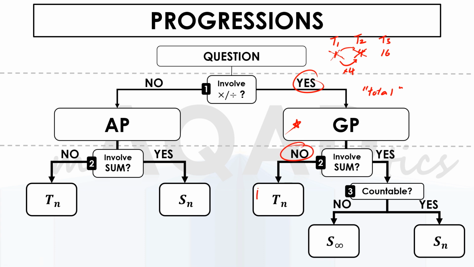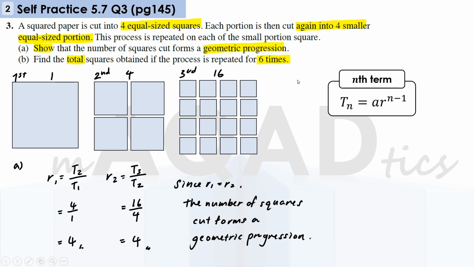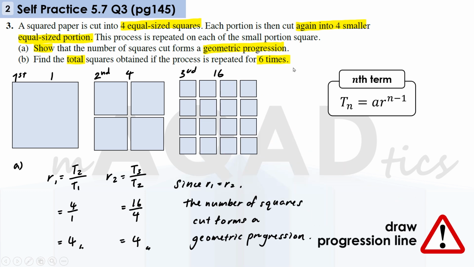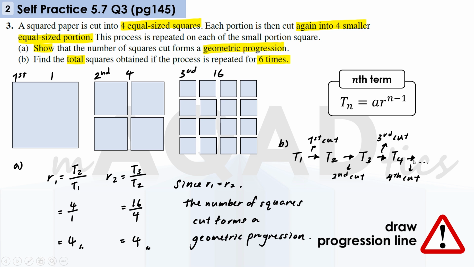And if you want to solve the question, we need to use the Tn formula in GP. Alright, so Tn in GP will be this formula, and now we need to figure out the value of n. So let's draw out a progression line to see, once we cut 6 times, what is the term. For the first term is T1. If I cut the first time, I will get T2. Second time will be T3. Third time I cut will be T4, and so on. So once I go to the 6th cut, what is the term?